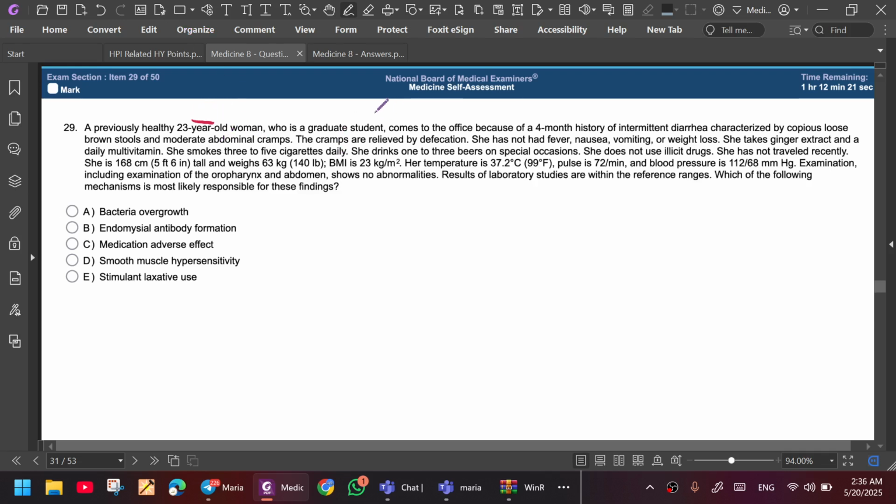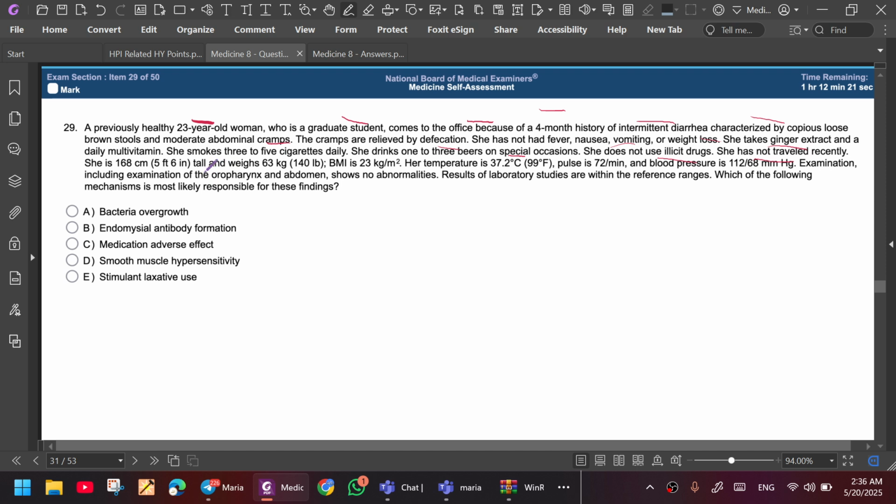A previously healthy 23-year-old woman who is a graduate student comes to the office because of a 4-month history of intermittent diarrhea characterized by copious loose brown stools and moderate abdominal cramps. The cramps are relieved by defecation. She has not had fever, nausea, vomiting, or weight loss. She takes ginger extract and a daily multivitamin. She smokes 3 to 5 cigarettes daily. She drinks 1 to 3 beers on special occasions. She does not use illicit drugs. She has not traveled recently.